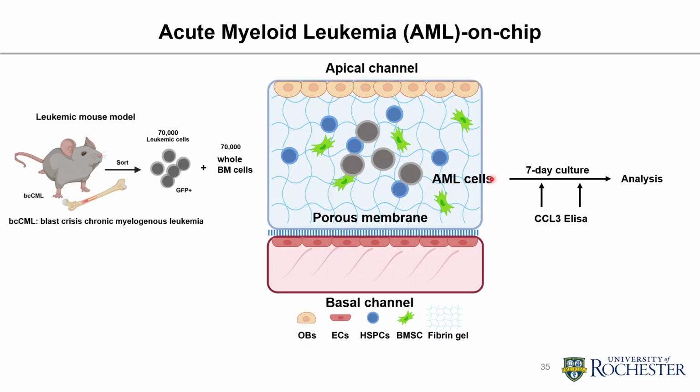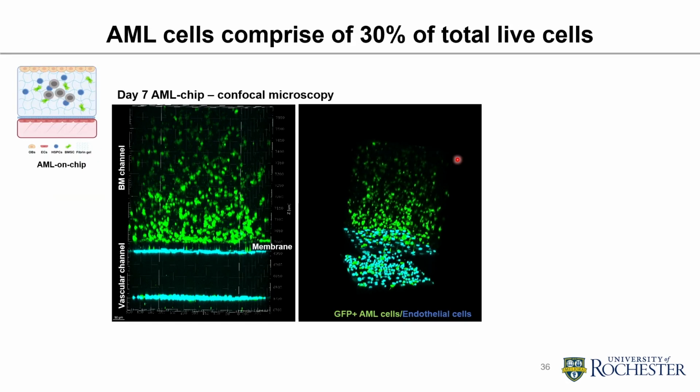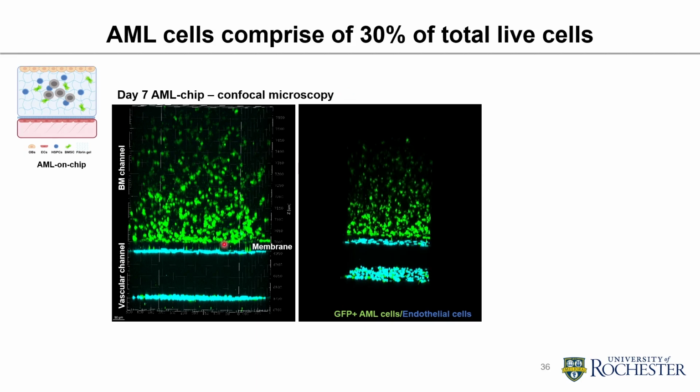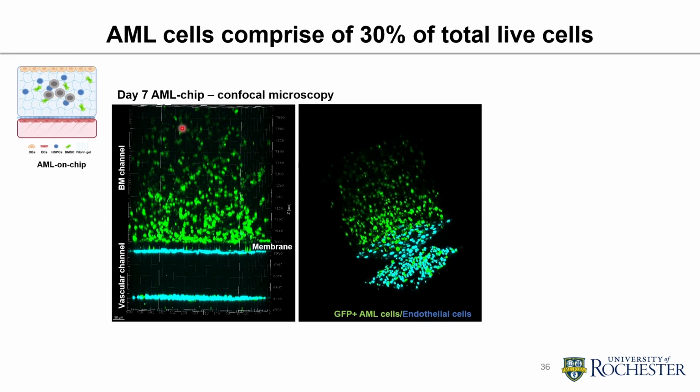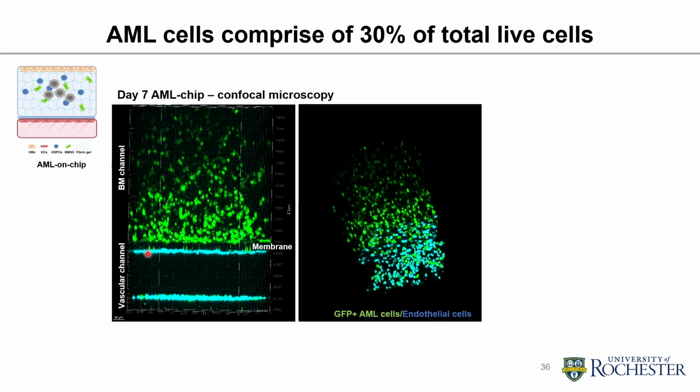So moving on to generate our AML on chip. We took 70,000 of these leukemic cells, which are GFP positive, and combined them with 70,000 whole bone marrow cells, and we added them into the bone marrow compartment of our chip. For this experiment, we cultured for 7 days and performed multiple analyses. After 7 days of culture, you can see all these GFP-positive AML cells on the top channel. They still survive. The bottom channel over here is stained with DAPI, and those are the endothelial cells.